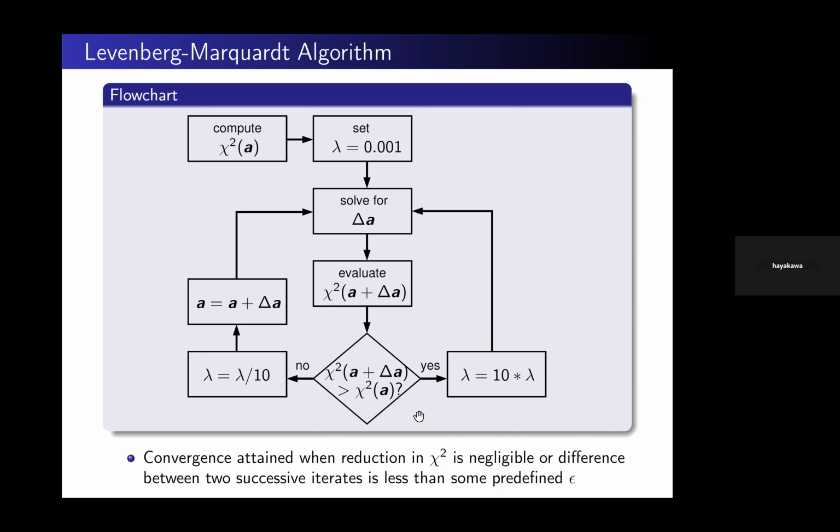If you did go to a smaller place on that iterate, then you decrease your lambda by a factor of 10, you move to that place, and then you repeat. And you stop when two successive iterates are less than a predefined epsilon. That's how they stop on this convergence.